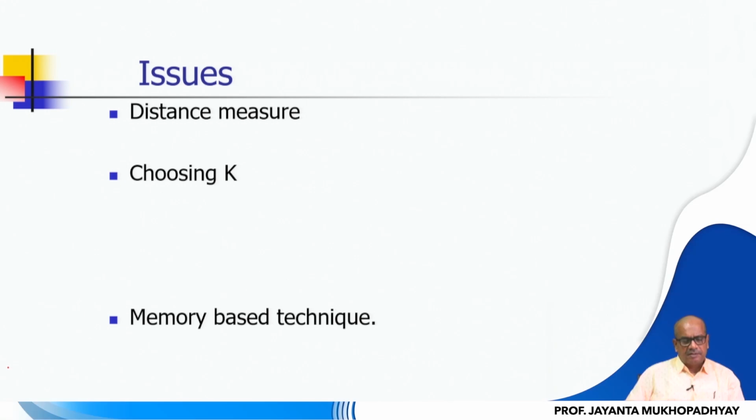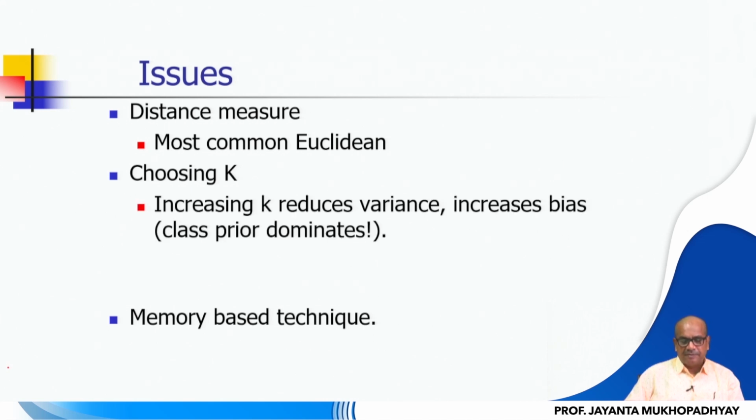Some of the related issues, like what distance you should take: mostly you should consider the common Euclidean distance. Then choosing the value of k is also important, because if I increase k, then it reduces the variance, which means it increases the bias or class prior which is dominant. Whichever classes are occurring frequently, if I use a large neighborhood, on average the dominant class is always going to be assigned. So it is heavily biased to the class bias. That's why k should not be very large.